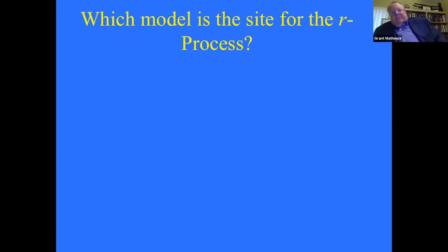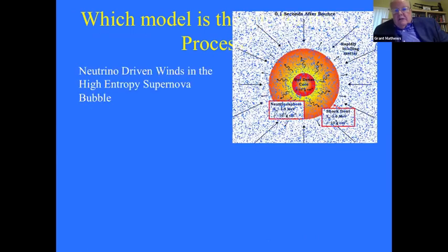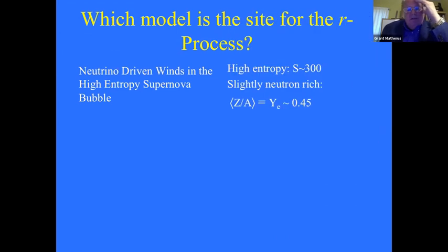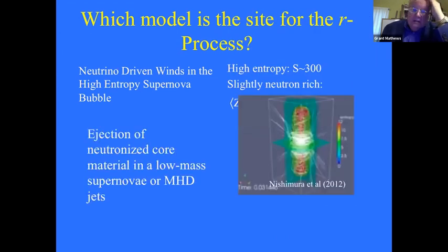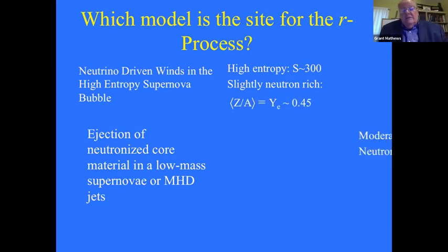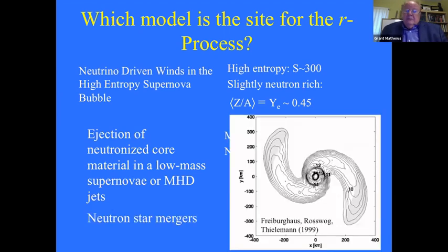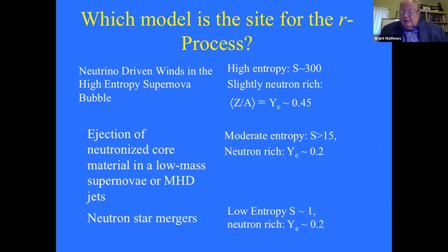So Taka briefly mentioned the models for the supernova. The one that we used to like back in the 90s was the neutrino-driven wind, which has fallen out of favor. I'll have some more to say about that. Ejection of neutronized material in low mass supernovae or magnetohydrodynamic jets, which are of moderate entropy. And then, of course, binary neutron star mergers, which is kind of a bandwagon effect now, since we've seen one that actually has R process material.